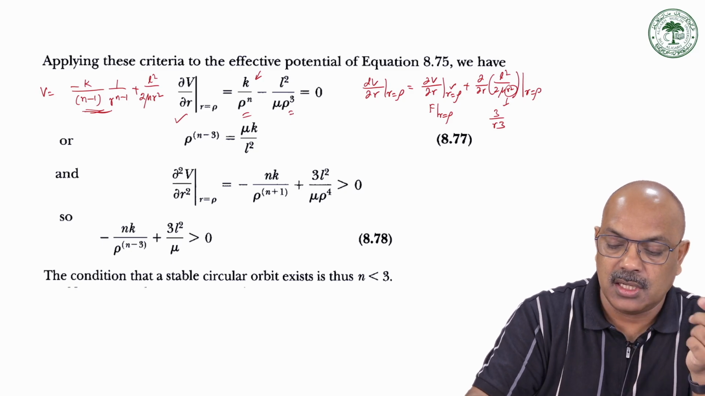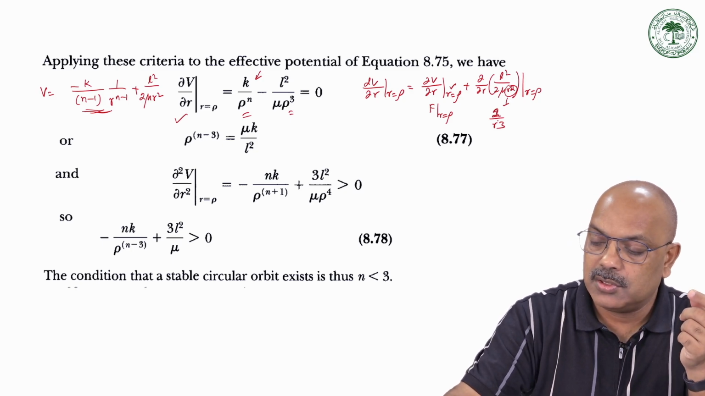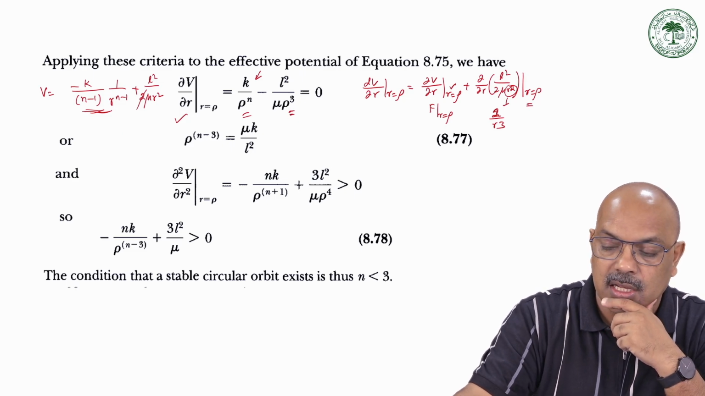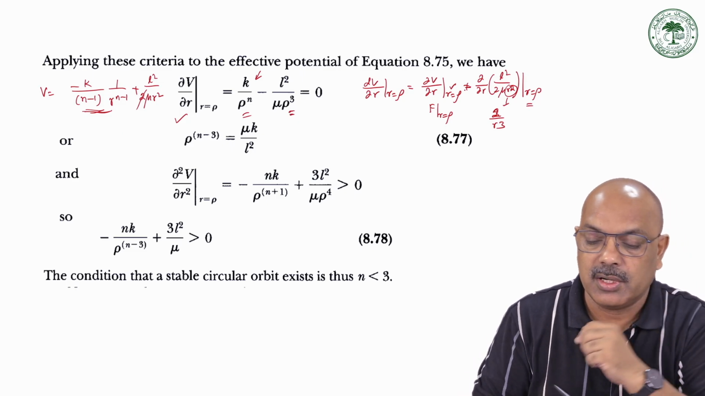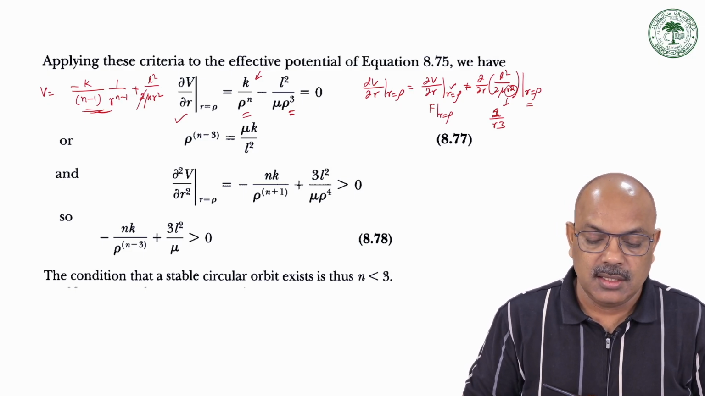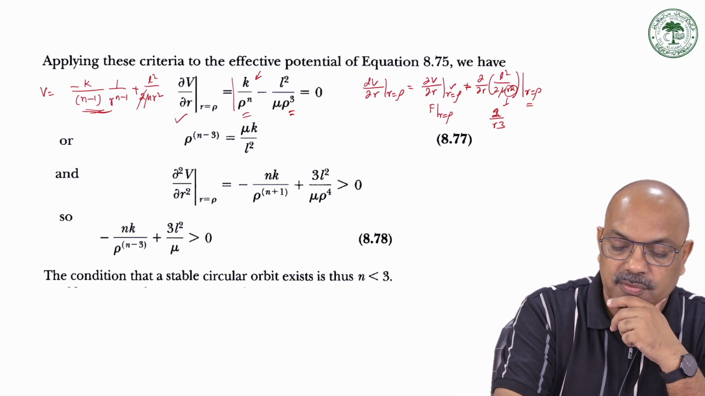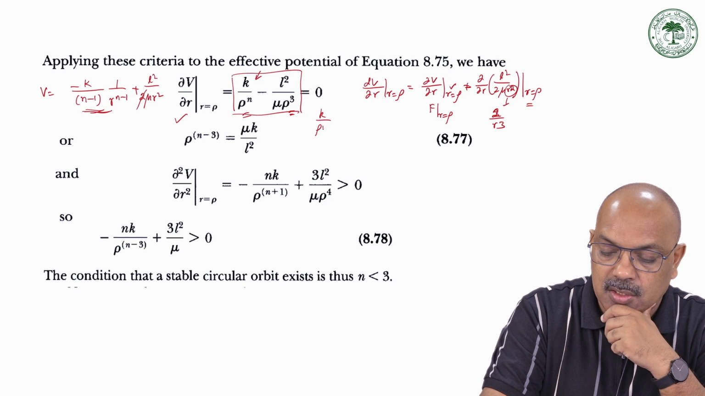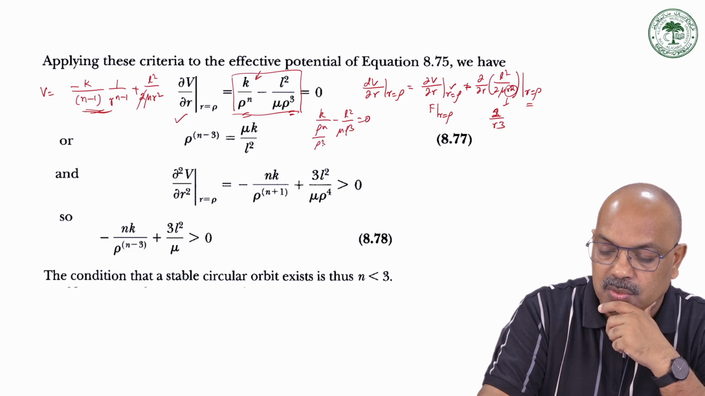Okay, so 3 is like 2 upon r cube, the 2 will cancel out, and you have r cube at r equal to r naught, with the negative sign here also. So from this relation, if you divide by rho 3, that is k by rho n minus L square upon mu rho 3 equal to 0. If I divide by rho 3 in the denominator, this will cancel out.